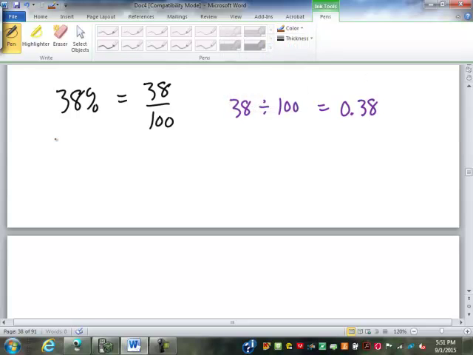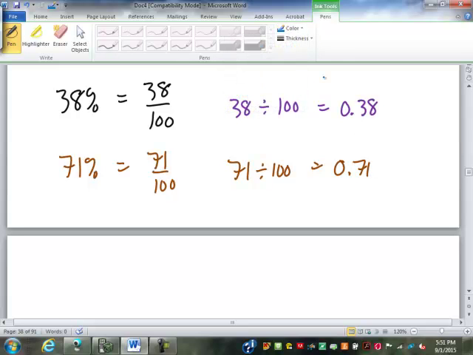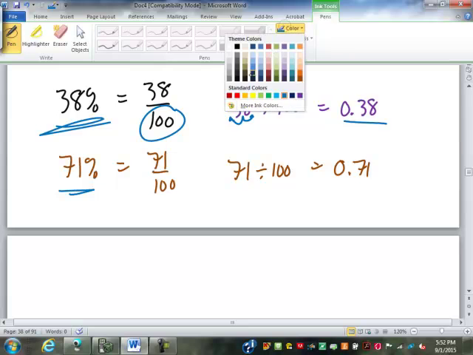Any percent converted into a decimal is going to be divided by 100. 71%, 71 over 100, or 71 divided by 100, or 0.71. As we saw up above, we could multiply by 100 to move the decimal point. Dividing by 100 just moves the decimal point 2 spots. So the shortcut to get from a percent into a decimal, we know we're dividing by 100, the decimal point just has to move 2 places.